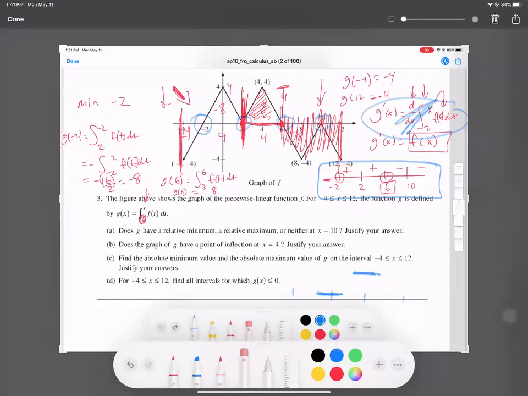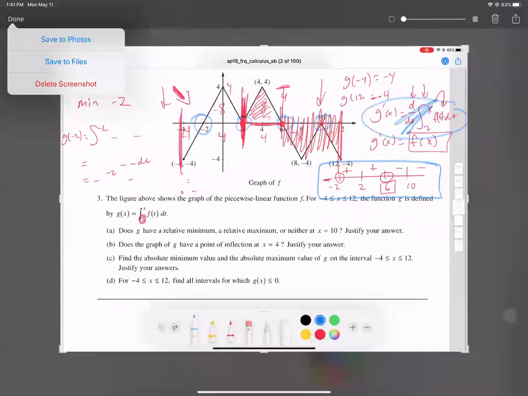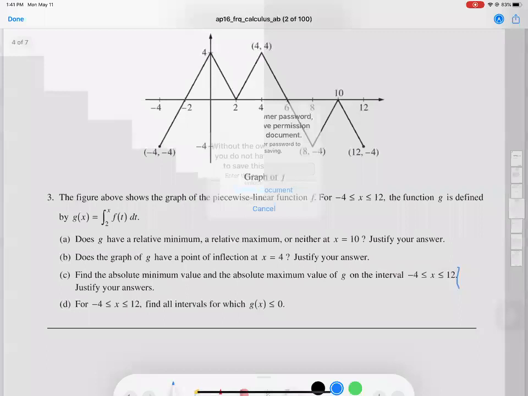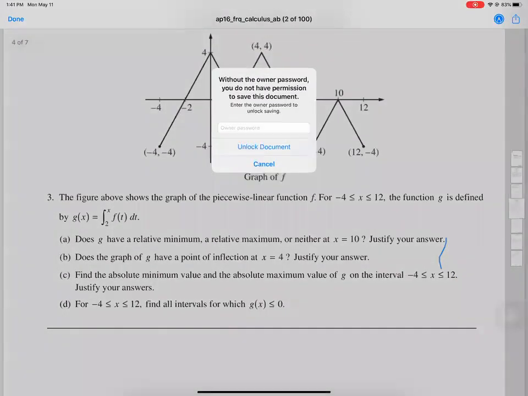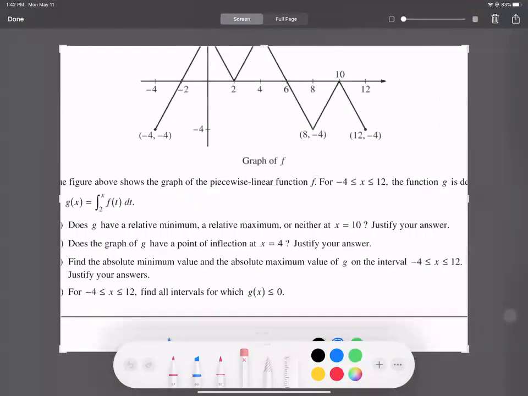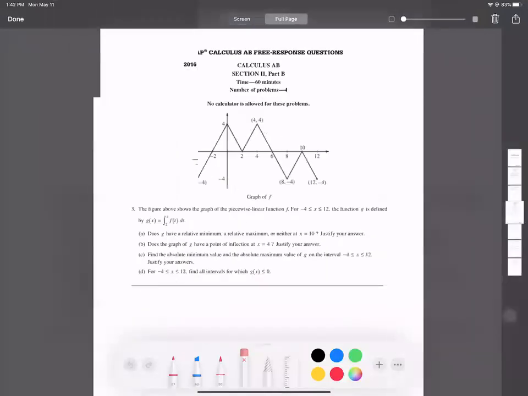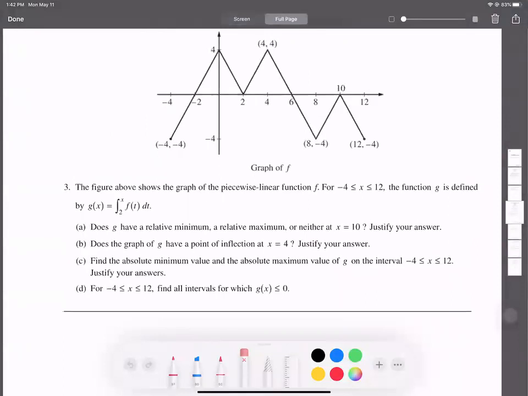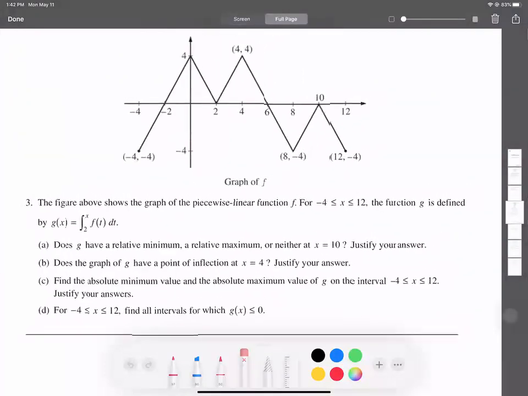Yes. So for D, we have -4 to 12. Okay, find all the intervals where g is less than 0. Okay, so that means the integral value, when we're adding it up, it'll give us something that's negative. Let me just delete that and redo it again. Oh, full page, that's where the button was. Even better. Okay, so find all the intervals where g is less than -1.